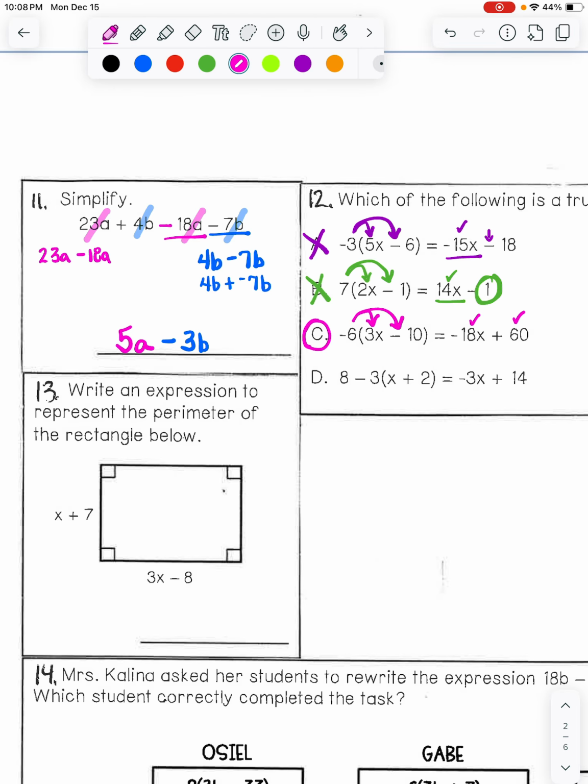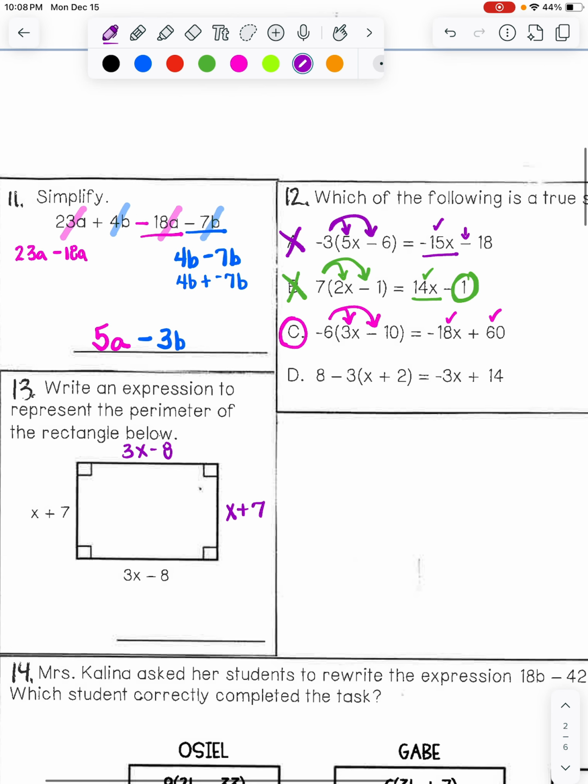In a rectangle, we know the rectangle's opposite sides are equal. So if the left is x plus 7, the right is x plus 7. If the bottom is 3x minus 8, the top is 3x minus 8 as well. Perimeter, that's just the length around something. No reason to use a formula on here. We just know that means I'm going to add up all the sides.